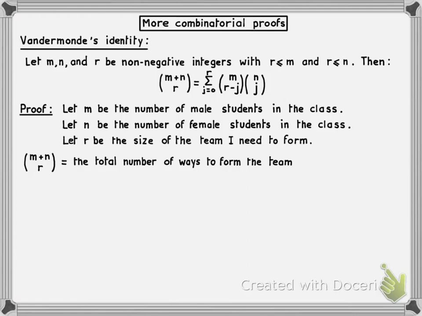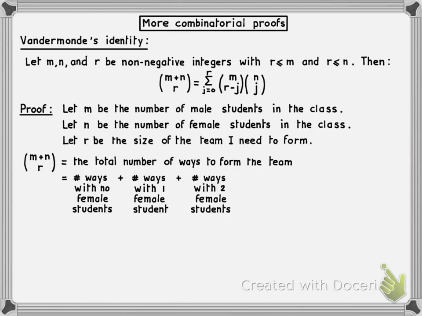Well, one way to look at it is to distinguish possible compositions of the team based on the number of female students in that team. So this number then is equal to a sum of terms, each of which corresponds to the number of ways to form the team containing a specific number of female students, starting with the number of ways to form the team with no female students in it, plus the number of ways to form the team with exactly one female student, and then exactly two female students, etc., until I have r minus one female students, that is, all the teammates are females except one, and finally, all the ways of forming a team of size r with exclusively female students in the team.